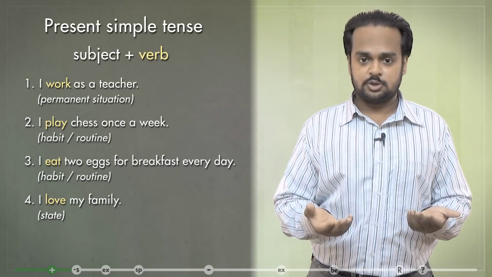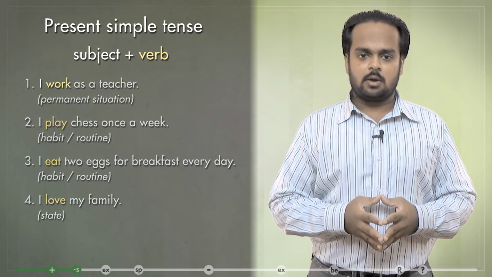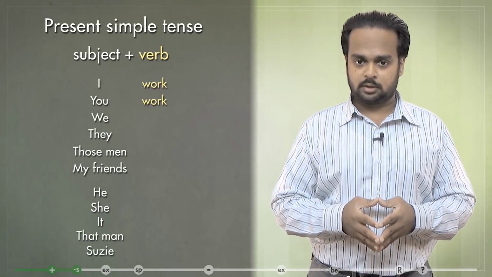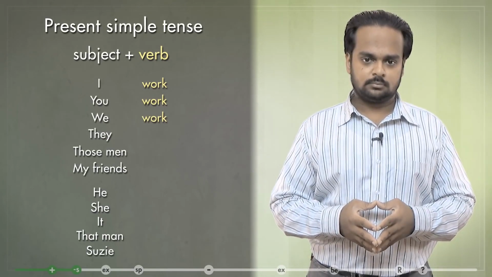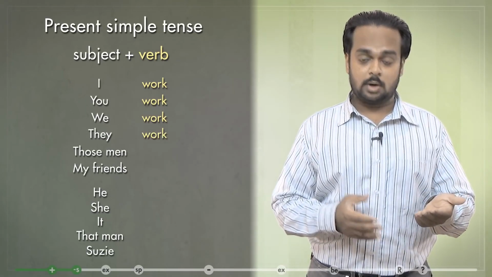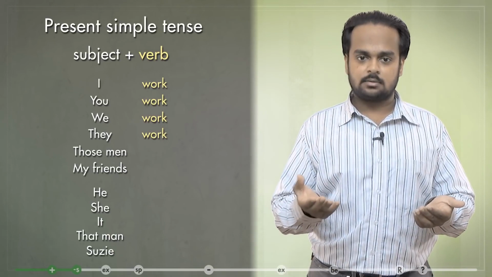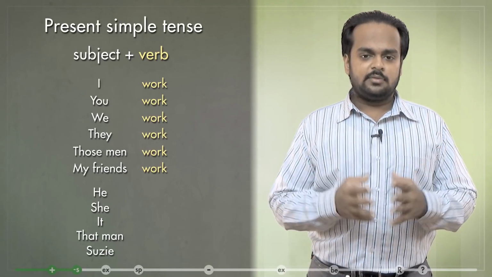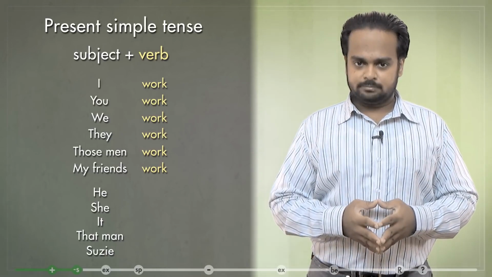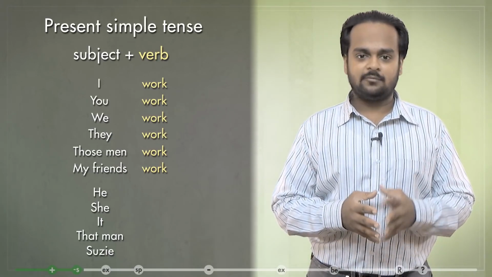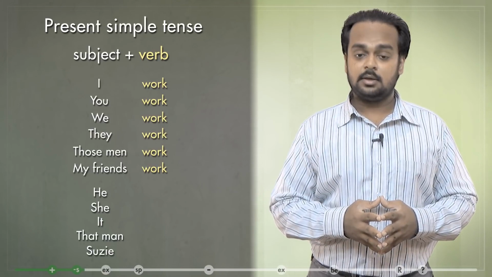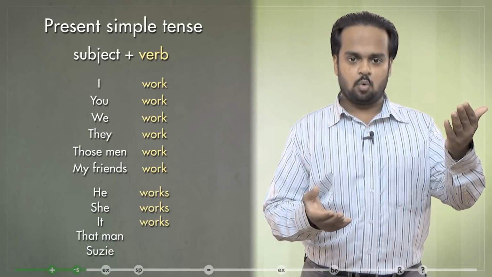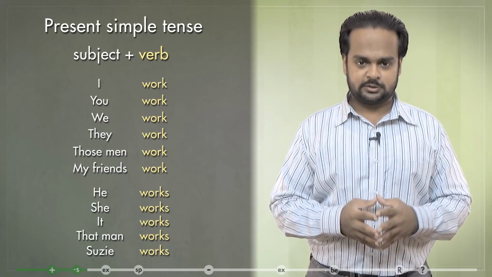What about other subjects? Well, let's take the verb work and try out some other subjects. You work. We work. They work. What about those men? Those men work. My friends work. These subjects are just like I. But what happens when we have he as the subject? He works. She works. It works. That man works. Susie works.